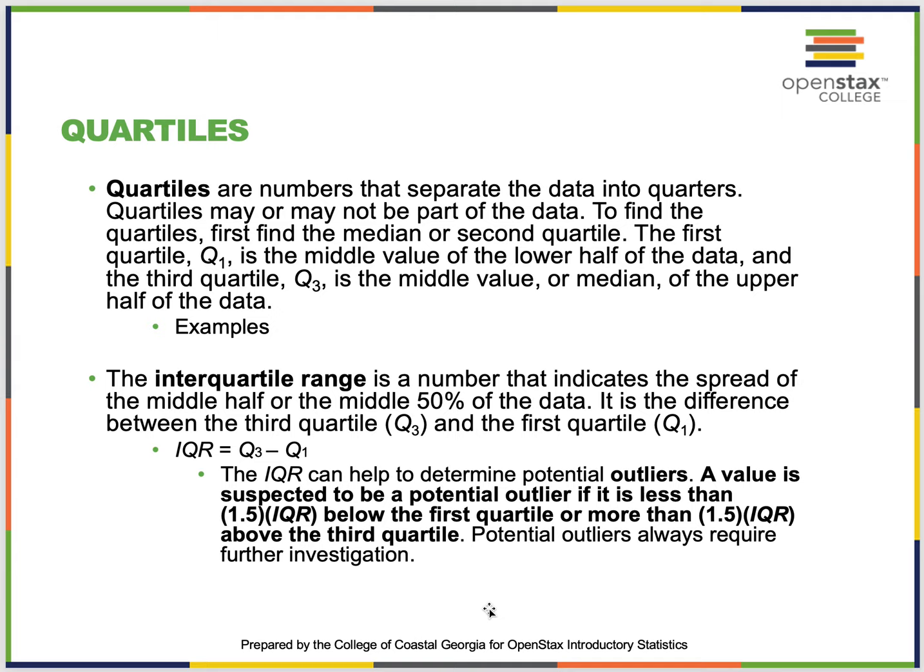So the interquartile range is the number that indicates the spread. It can help determine potential outliers. We talked about outliers the first time. A value is suspected to be a potential outlier if it is less than 1.5 times the interquartile range below the first quartile, or more than 1.5 times that interquartile range above the third quartile. Well, it sounds like a mess of words until you actually look at it.